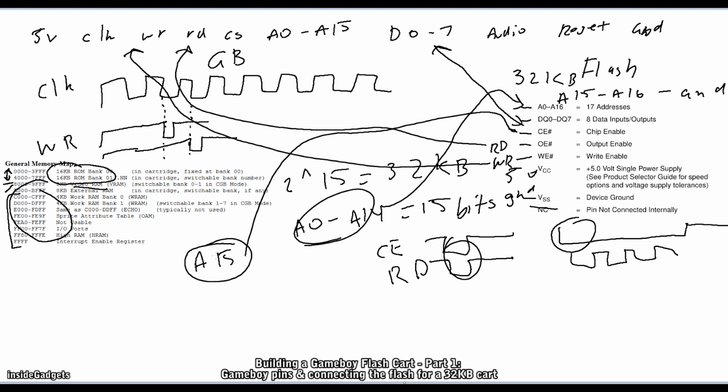For the next part, we'll look at how to write to the flash chip, how to extend it past 32 kilobytes, and then eventually how to add RAM.